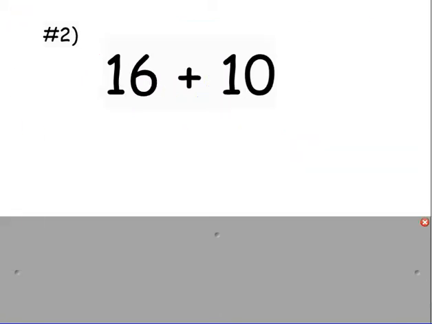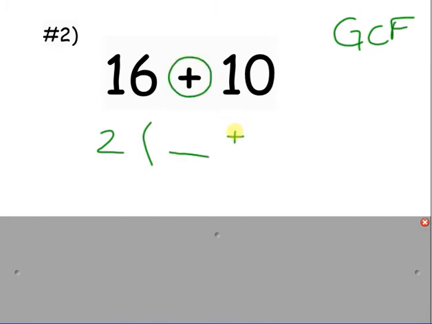Let's try another one. Okay, 16 plus 10. What is my GCF? Use a factor tree if you need to. I happen to know that the GCF is going to be 2. So I'm going to write 2, open parentheses, draw a space. My operation is plus. Draw another space, close my parentheses. Now I just need to find these two missing numbers.